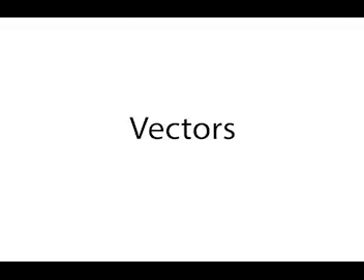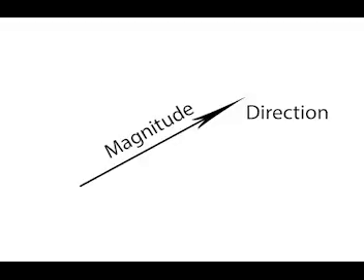Vector functions are functions where every point on the function represents an associated vector. Vectors are quantities that are defined by a magnitude and a direction. The magnitude represents the size of the vector, the length, and the direction represents the orientation of the vector in space.